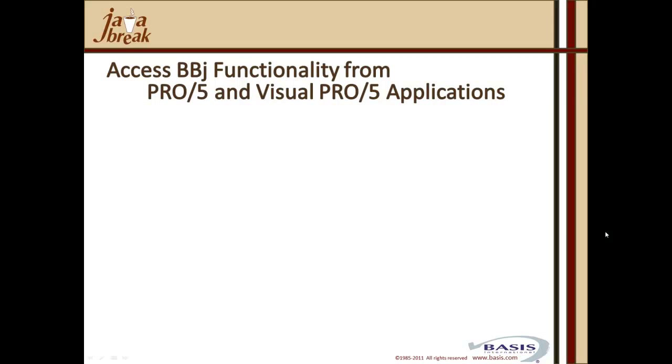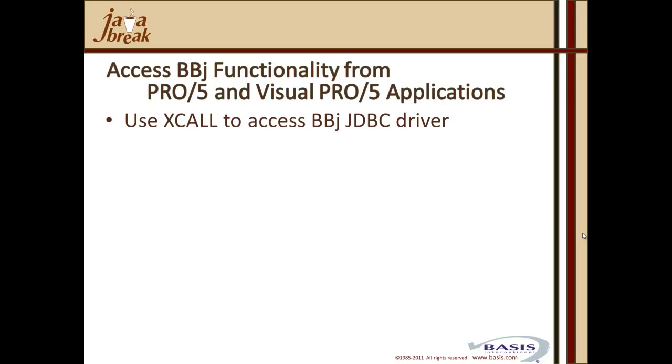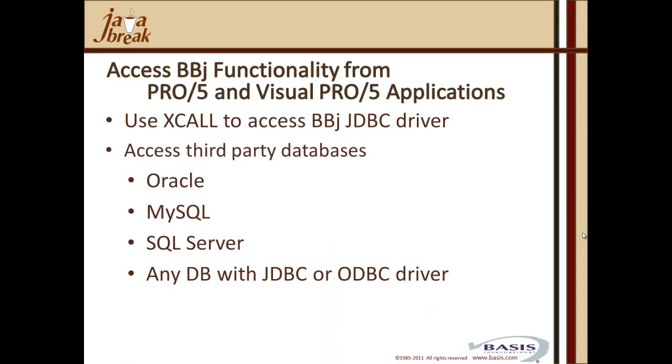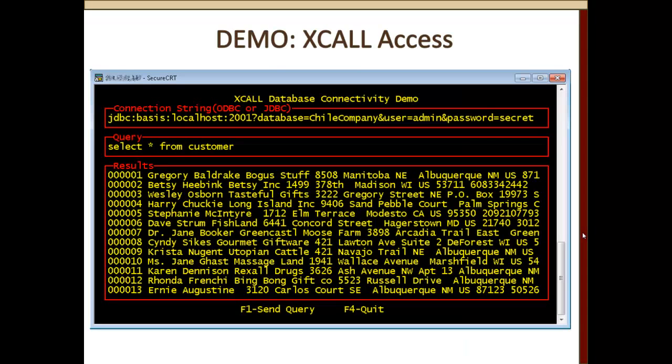So we've just looked at how the connection pool can improve performance on connecting to a third-party database. But what happens if we want to connect to that third-party database from Pro 5, which doesn't have an ODBC or JDBC driver, or from Visual Pro 5, which only has an ODBC driver? Well, we can take advantage of BBJ's functionality and the XCALL. The XCALL will give us access to the BBJ JDBC driver, and then we can access any third-party database as we would from BBJ, Oracle, MySQL, SQL Server, or any database with a JDBC or ODBC driver. Let's have a look at that in action.